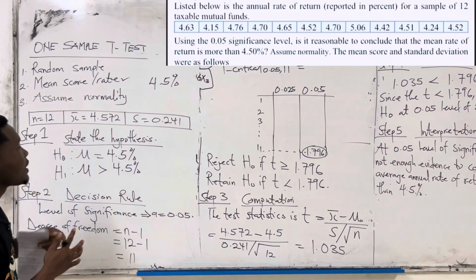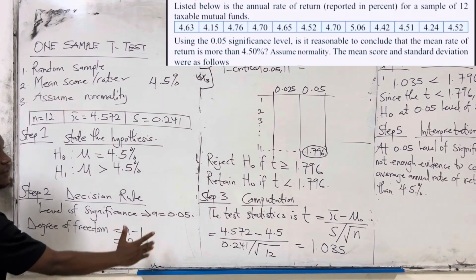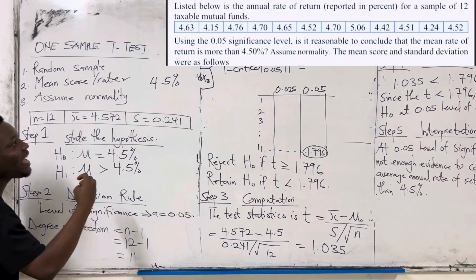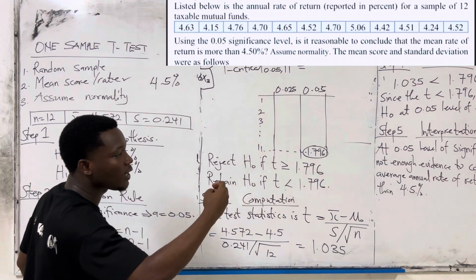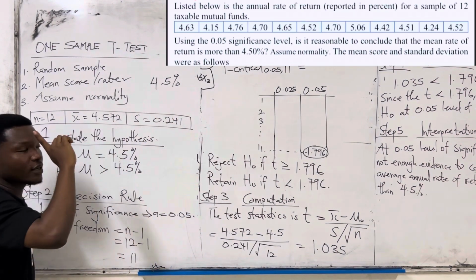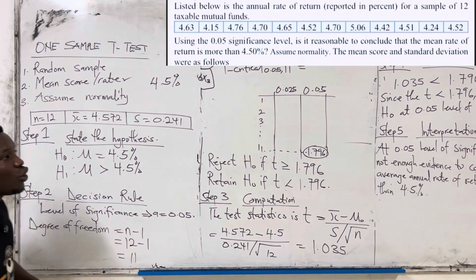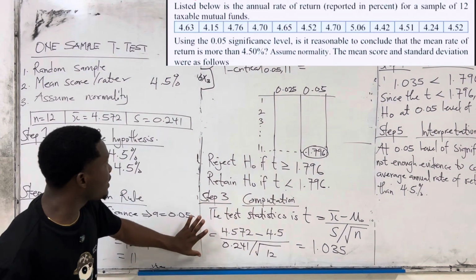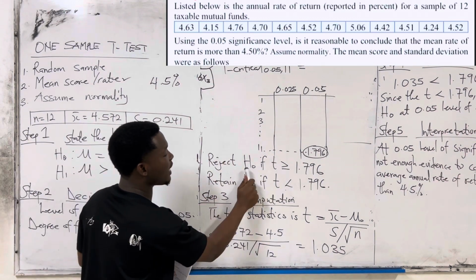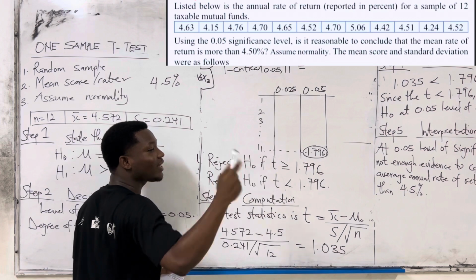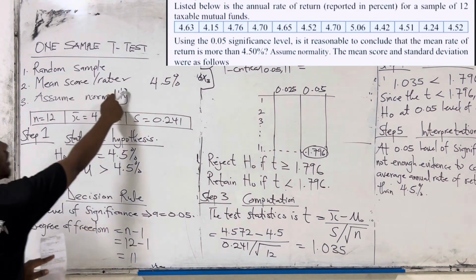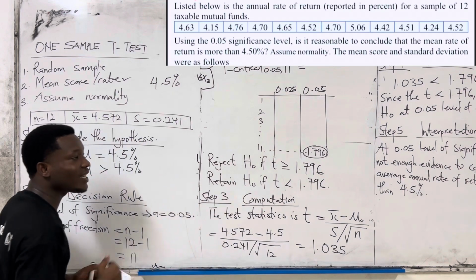that the model that has been given to us has a greater rate of returns than the 4.5%. So after testing, the decision rule has been given to us like this. If we reject the hypothesis, it means it's greater than what the question gave us as the mean rate. But if we accept, it means it's less than.